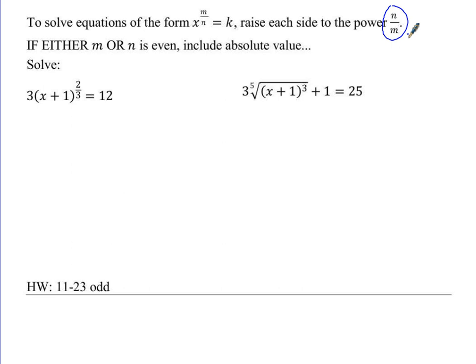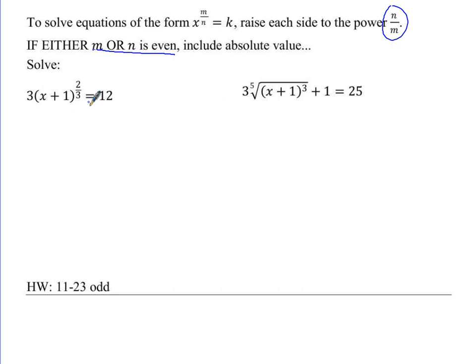So if either m or n is even, this is the monkey wrench that is thrown into this. This is actually not difficult, but you have to remember this property right here. If either the numerator or the denominator is even, so like a 2 or a 4 or whatever, then include the absolute value symbols.